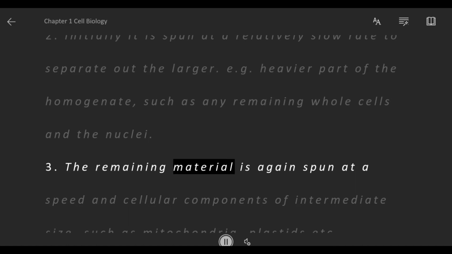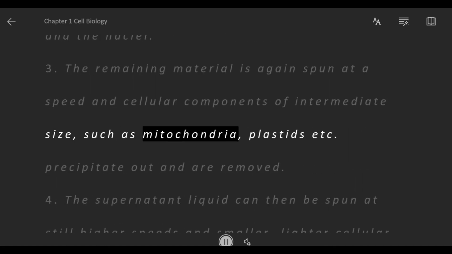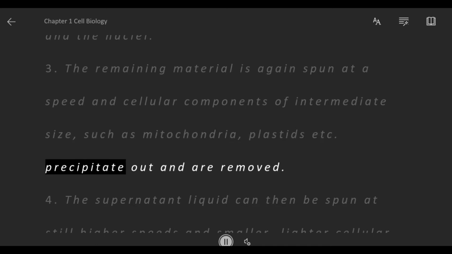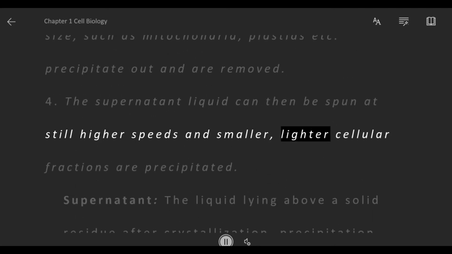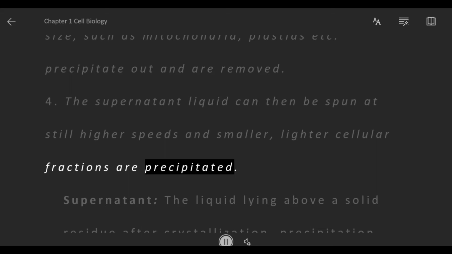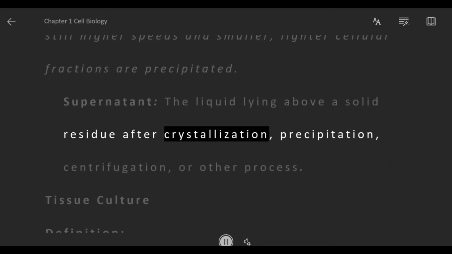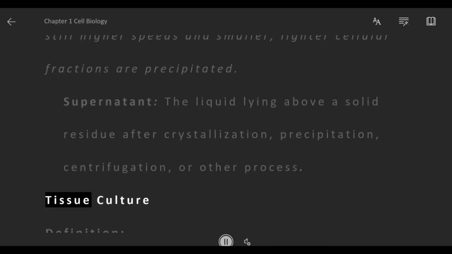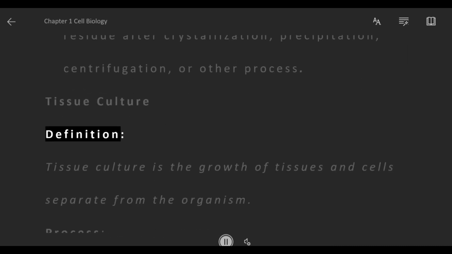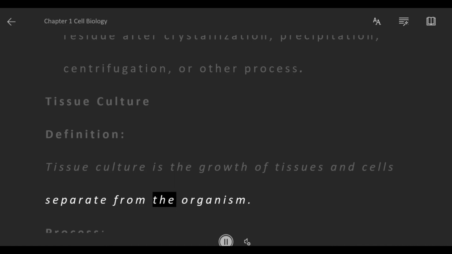3. The remaining material is again spun at a higher speed, and cellular components of intermediate size, such as mitochondria, plastids etc., precipitate out and are removed. 4. The supernatant liquid can then be spun at still higher speeds and smaller, lighter cellular fractions are precipitated. Supernatant: the liquid lying above a solid residue after crystallization, precipitation, centrifugation, or other process. Tissue culture. Definition. Tissue culture is the growth of tissues and cells separate from the organism.